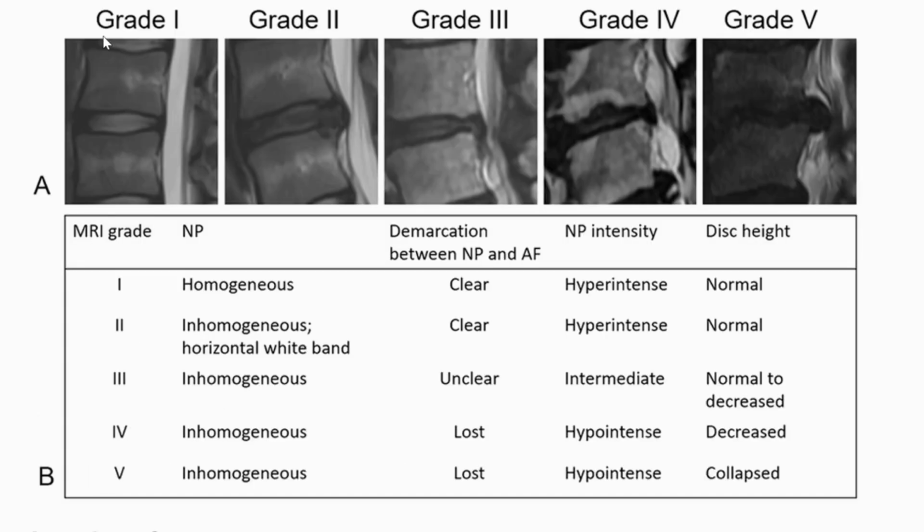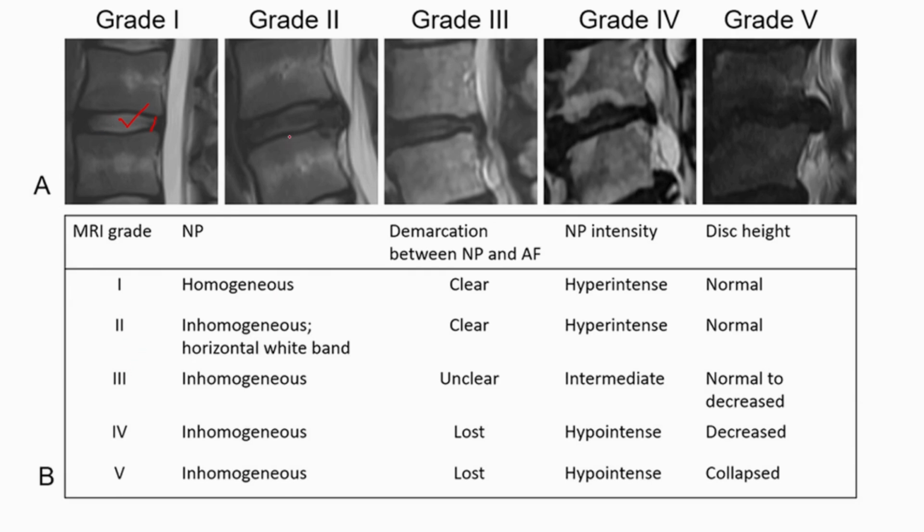Now the disc desiccation or degenerative changes. It is graded into 5 types. In type 1, nucleus pulposus appears homogeneous, as we can see in this image. The demarcation between the nucleus pulposus and the annulus fibrosus, this dark part being the annulus fibrosus, appears clear, as we can see in the posterior also, and it is hyperintense. In T2 it is bright. So we can see this nucleus pulposus is bright and disc height is normal. There is no disc height reduction.